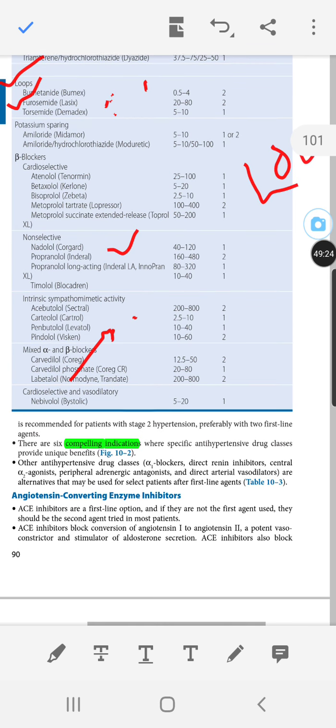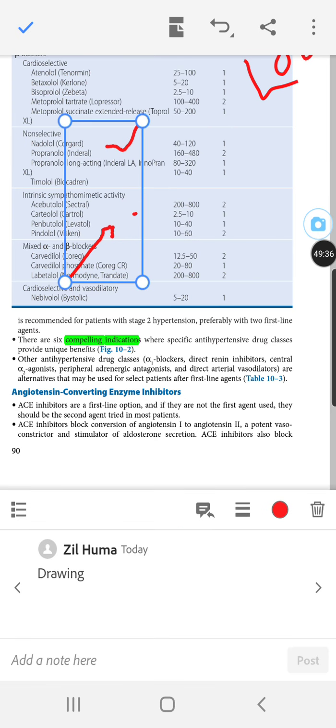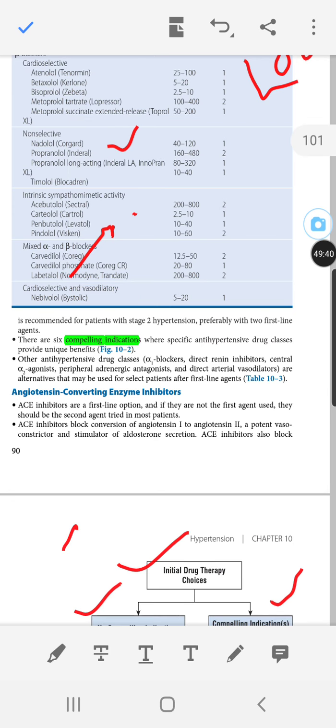Carteolol and pindolol. Mixed alpha and beta blockers. We are using mixed alpha and beta blockers, which include carvedilol, labetalol. So these are very important. Which ones are the mixed ones? So labetalol you can learn from here. Labetalol is a common one. Cardioselective and vasodilatory: nebivolol is vasodilatory too.